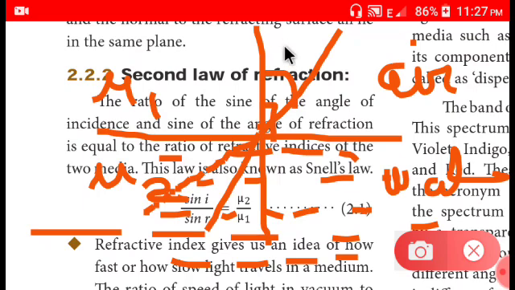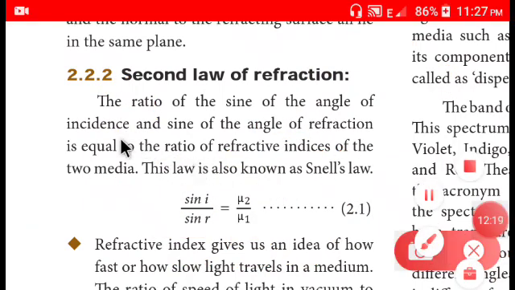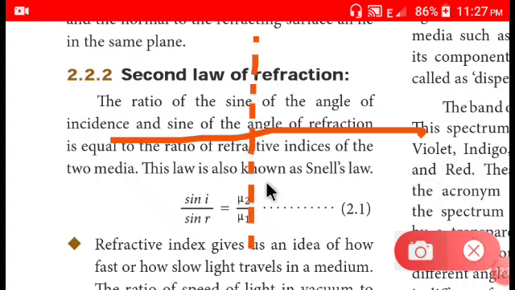So this is the incident angle, and this is the refracted angle. For clarity, I will draw it once again. Interface, normal, incident line, incident ray.